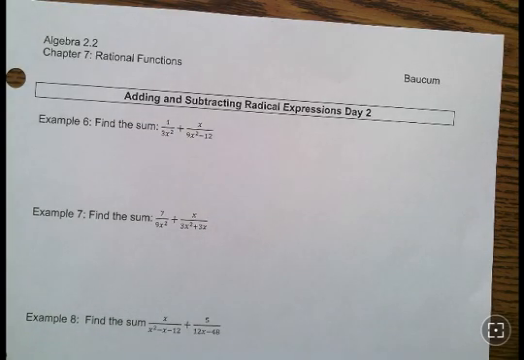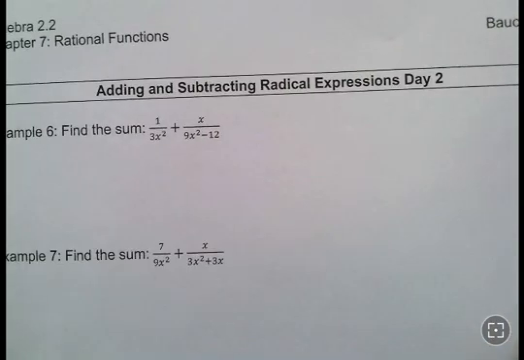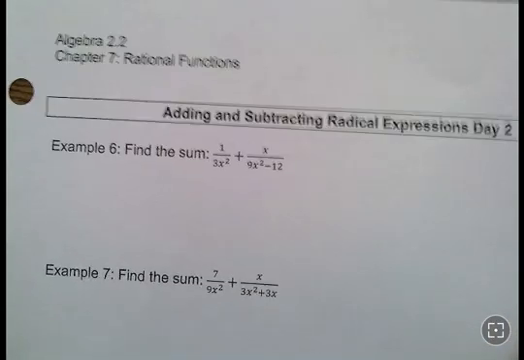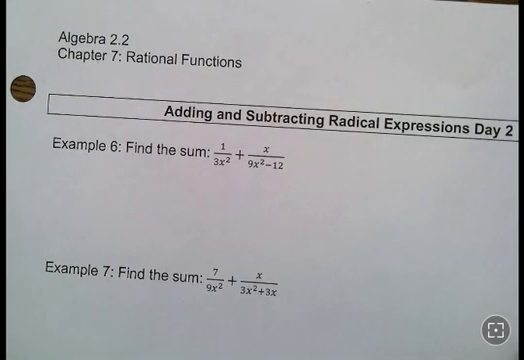Right, welcome to day 2 of section 7.4, adding and subtracting radical expressions. So yesterday we ended on the fact that in order to add and subtract rational expressions, you had to have a common denominator. I gave you denominators, you found the least common denominator, and then we were able to create common denominators and add across. We're just going to extend on that idea. Okay, so I've got 4 examples here.